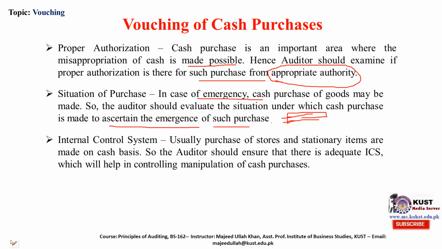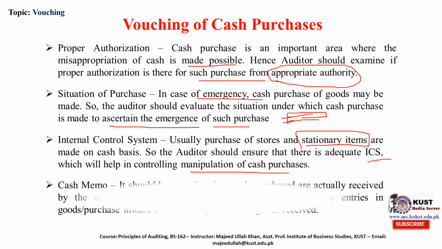Internal control system. There should be an effective internal control system for cash purchases. Often the cash purchases include stationery items for daily use. So the auditor should ensure that there is a sufficient internal control system which will help in controlling manipulation of cash purchases.